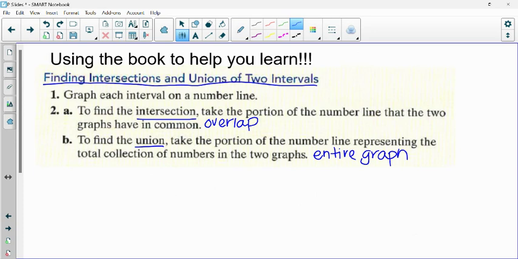And then we said we do step 1 a while. So step 1 is graph each interval in a number line. Okay, so finding the intersection union of intervals, and you're graphing each interval in a number line.